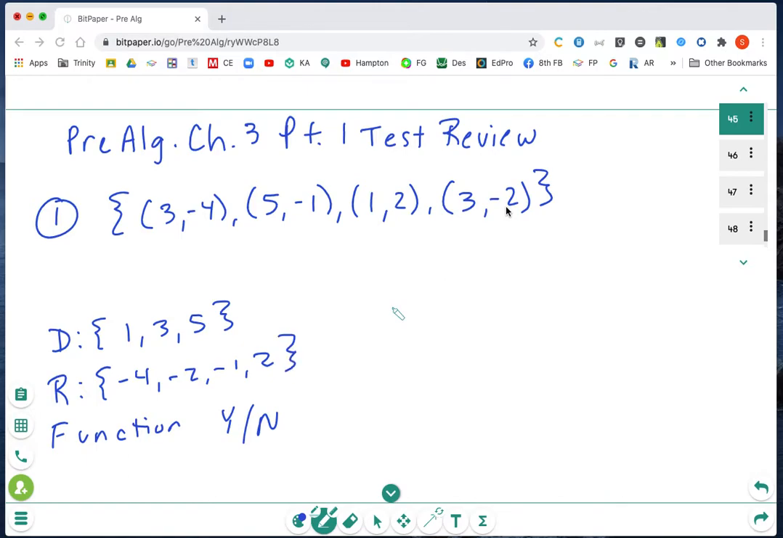Now we need to determine if it is a function. What we're going to do is only look at the x's. If I have any x's that match, then it is not a function. So this is not a function because I have 3, -4, and I have 3, -2.